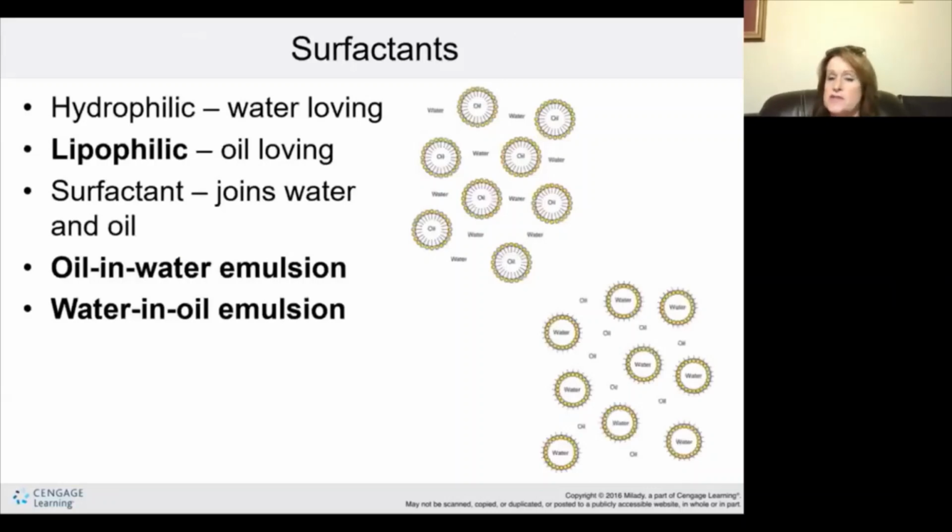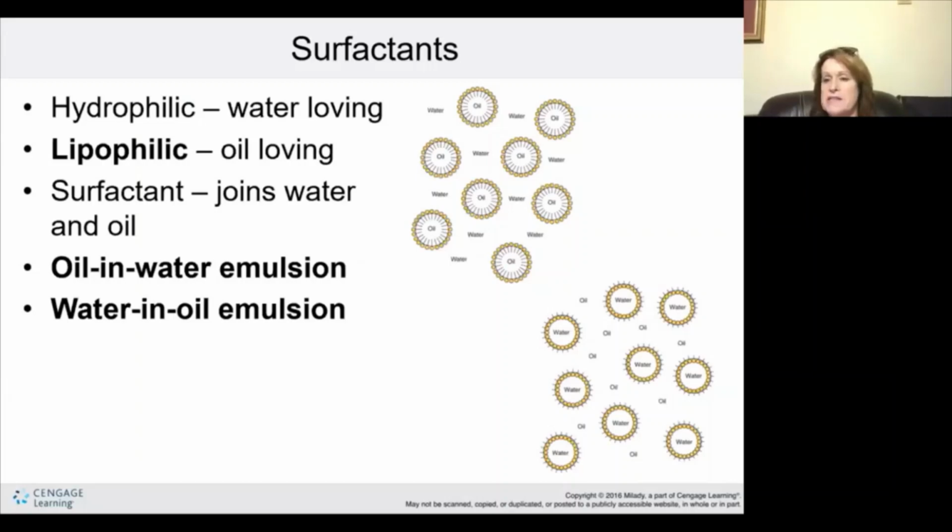Now, surfactants are substances that allow oil and water to mix or emulsify. They are one type of emulsifier. The term surfactant is a contraction for surface active agents, substances that allow oil and water to mix or emulsify.